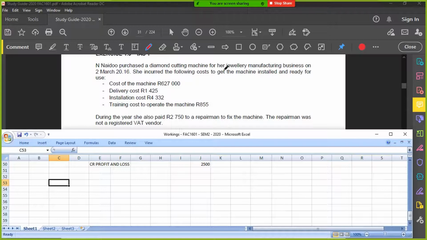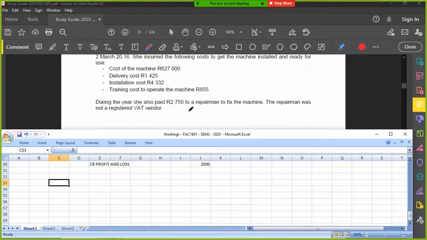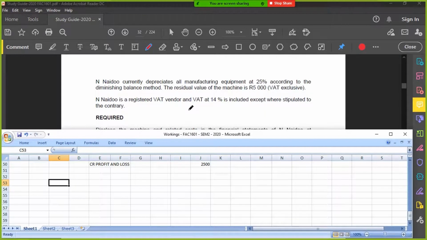So you can clearly see that this is dealing with PPE. Do you agree? Yes. It's a machine that's being installed that's going to be used. Okay, what else did they say? During the year, there were repairs to a machine. Do you see that? Yes. They're not registered as a VAT vendor. So is VAT important? Not for the repairman. But we are a VAT vendor, or we could be. Let's check. Are we?